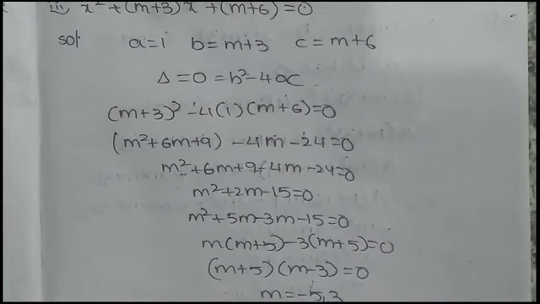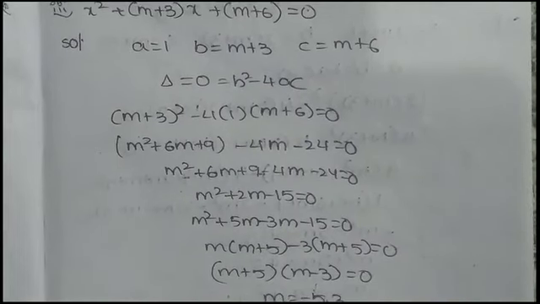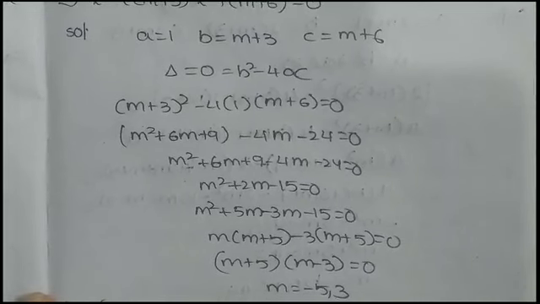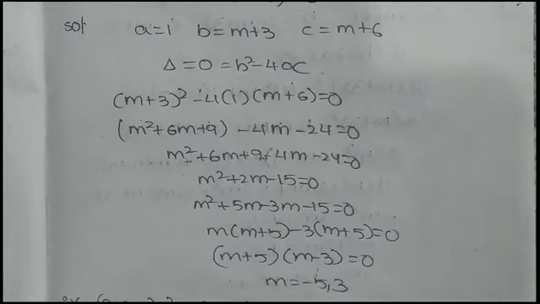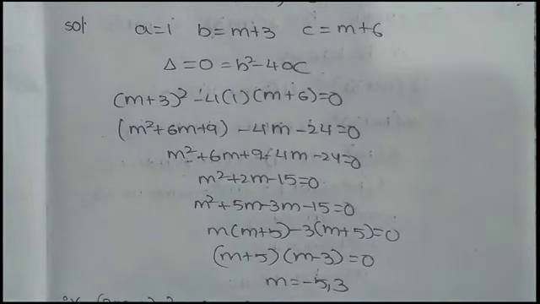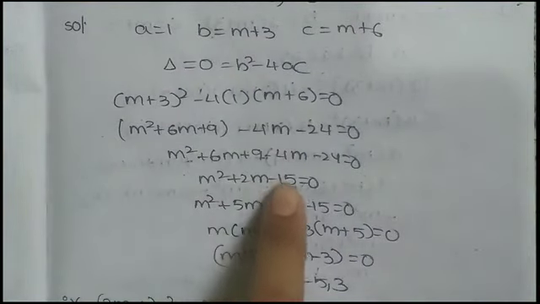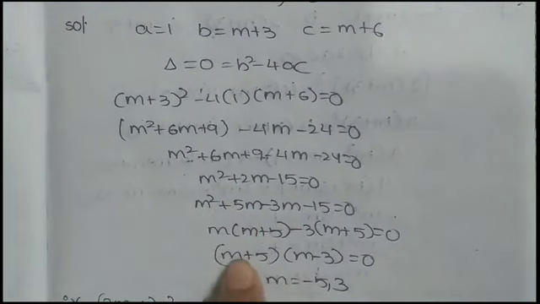So this is the third problem. x square plus m plus 3 into x plus m plus 6 equal to 0. First of all, write the a, b, c values, and they given they have equal roots. So delta equal to 0, b square minus 4ac. Then substitute the a, b, c values in this b square minus 4ac. Then we will get a quadratic equation, that is m square plus 2m minus 15 equal to 0. Then we have to solve this so that we will get m is equal to minus 5 and m is equal to 3.